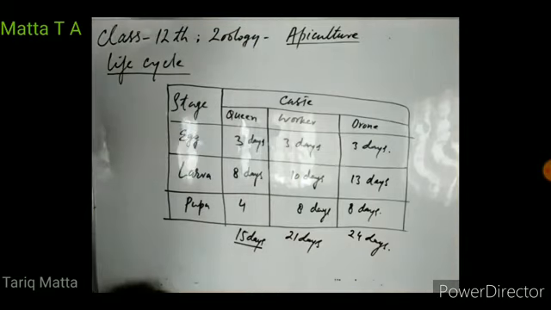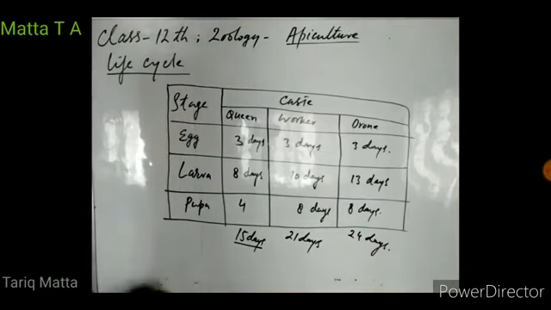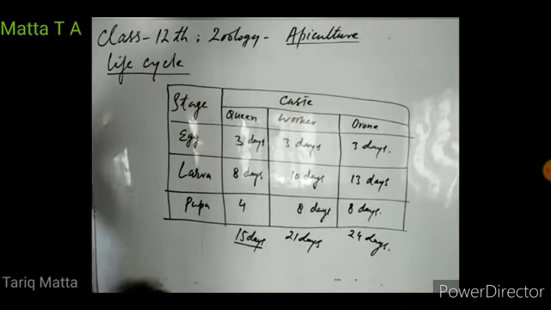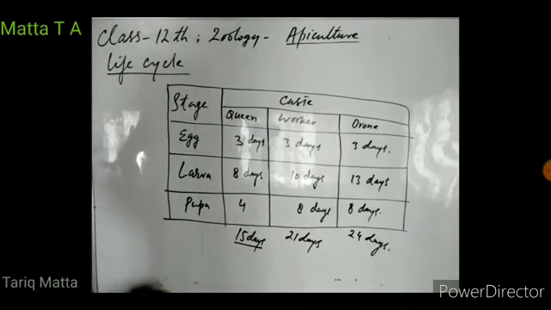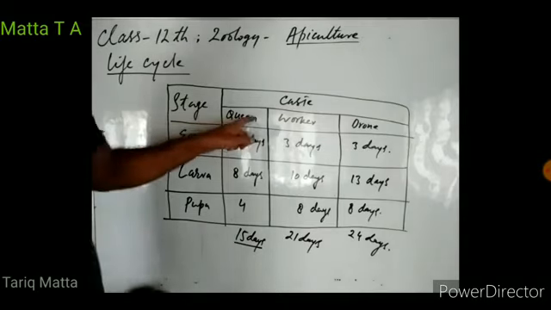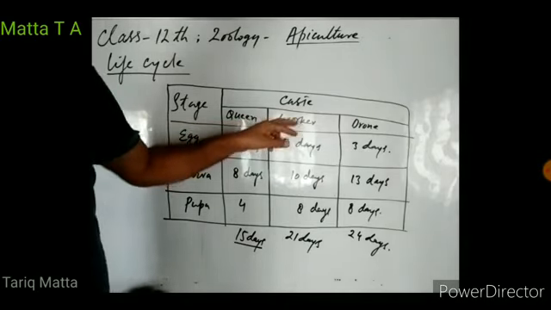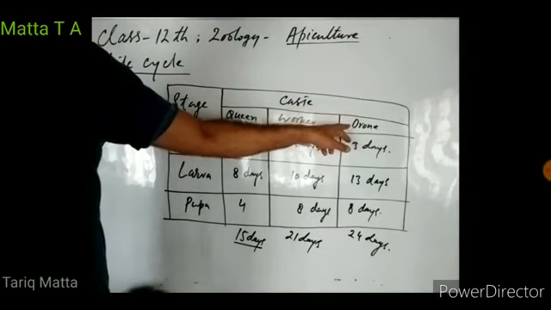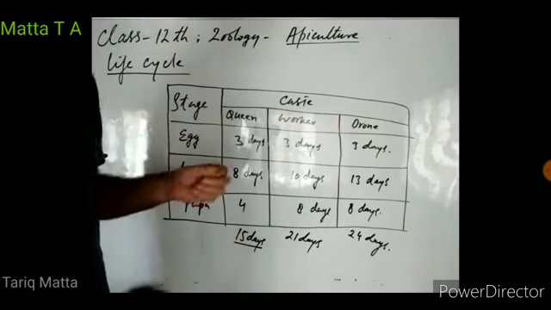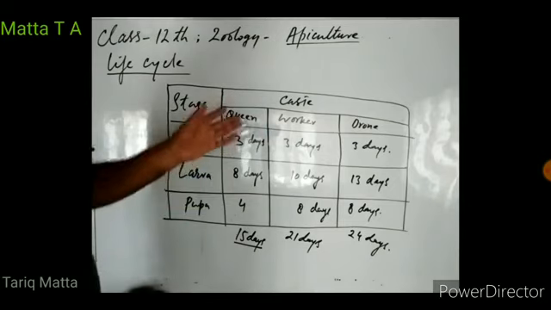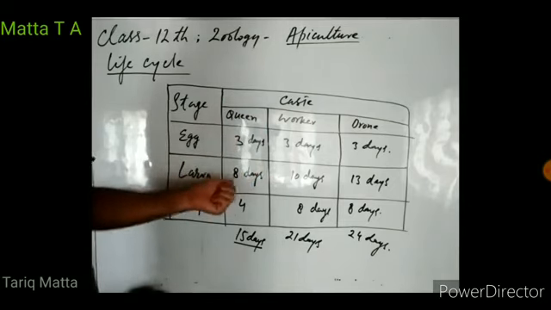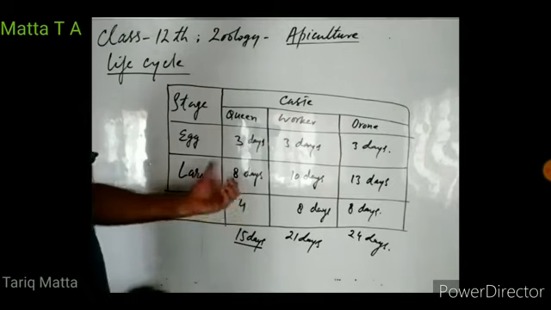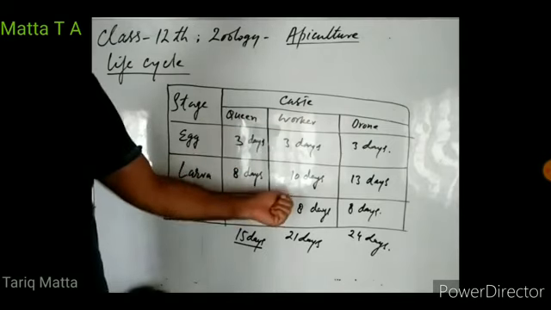Eggs are laid by the queen. As I have told you in the haplodiploid system of sex determination, the queen lays two types of eggs: fertilized eggs and unfertilized eggs. Fertilized eggs may give rise to queen or workers, and unfertilized eggs give rise to drones. From a fertilized egg, a larva is formed. If this larva is fed on royal jelly, it will develop into a queen. If the larva is fed on bee bread, it will develop into a worker.